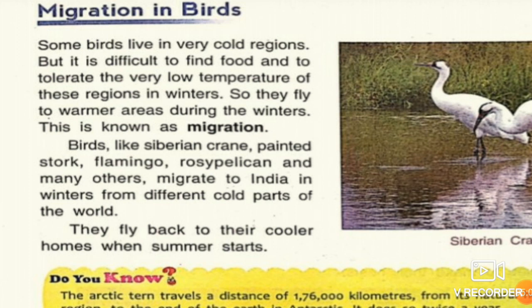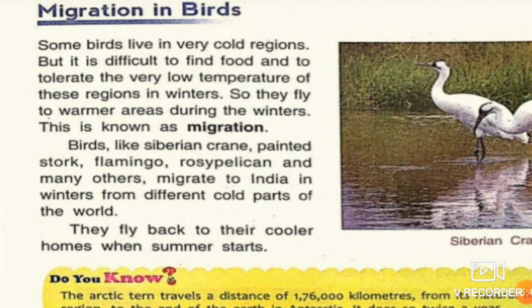Birds like the Siberian crane are examples of birds which are known as migratory birds. Siberian crane, painted stork, flamingo, rosy pelican, and many others migrate to India in winters from different cold parts of the world. In Patna, you can see the Siberian crane in the Danapur area. Siberian crane is a migratory bird.